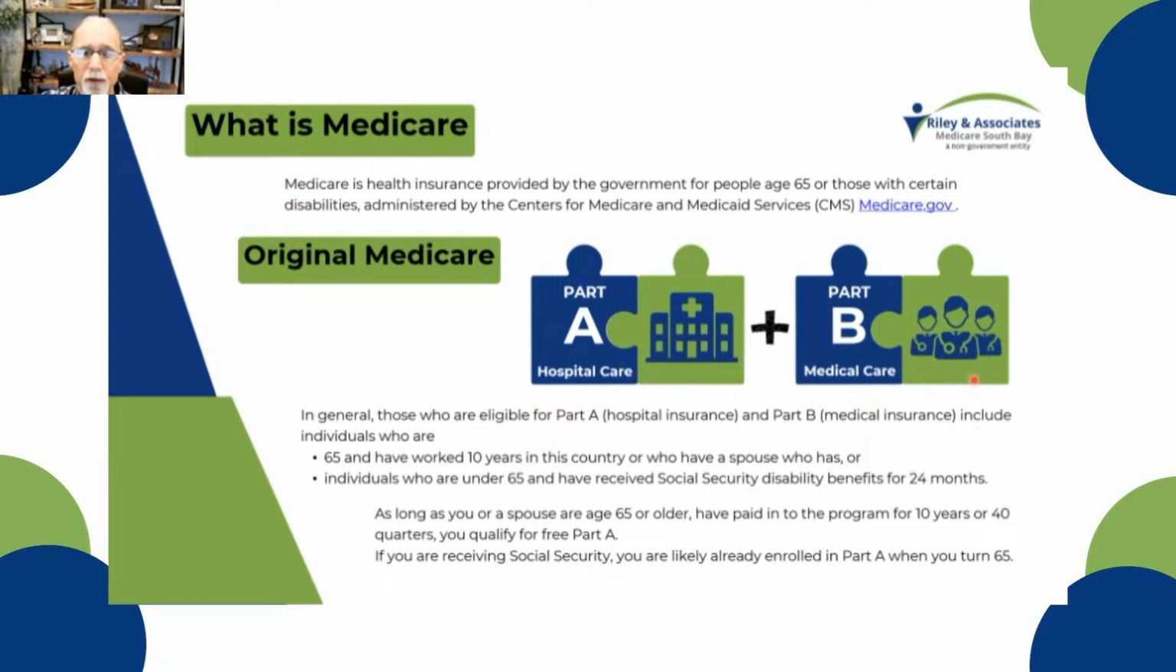Now Part A is usually free for most people, and Part B comes with a premium, and you're going to pay that for life. Most people will pay a premium of $202.90 in the first year in 2026, and it will go up a little bit each year. Those that earn a higher income might pay a higher amount. We're going to look at a chart in just a little bit that will give you a good idea of what you might be paying if it's more than the $202.90.